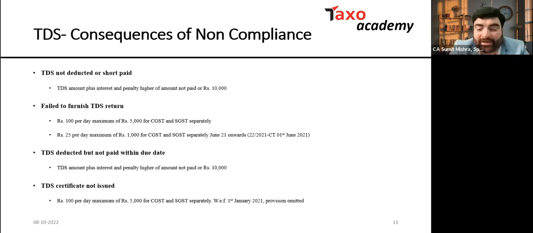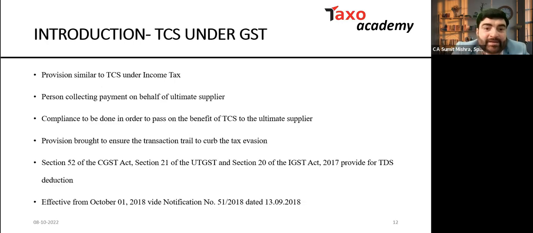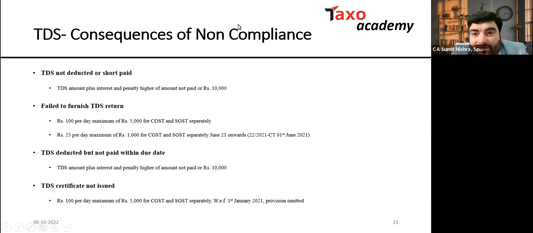Now, moving towards TCS. But if there are any questions about TDS, let me take all these questions. Like, is TDS deducted at a single rate or different rates? Can you just clarify, Mitulji? Shubham asks, is TDS on GST deducted by the government, or is it for every TDS?